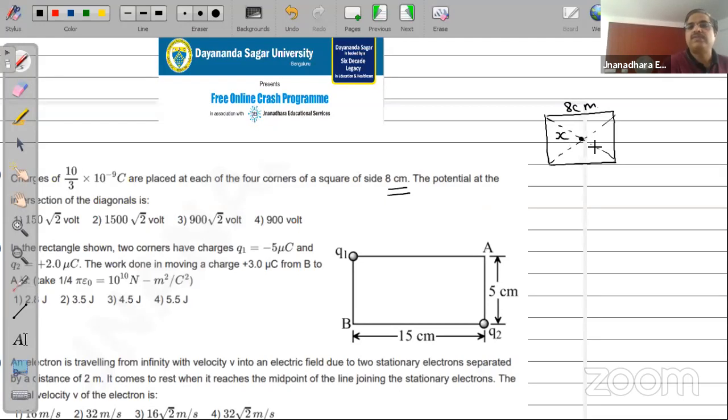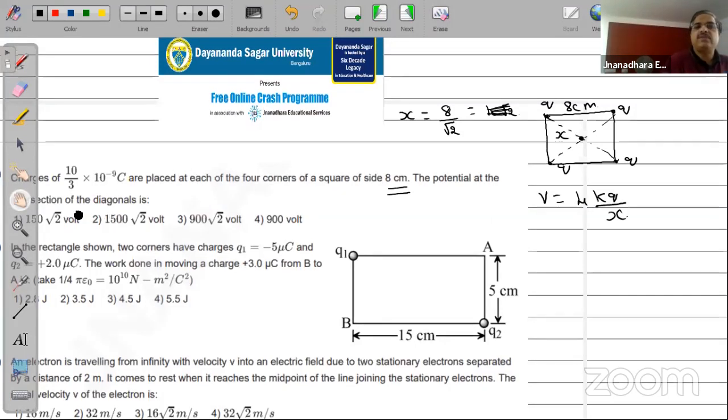If I call this x, you all can immediately see that x will be equal to 8 divided by root 2. This can also be written as 4 root 2, or you can retain it as 8 by root 2. I think you can retain it as 8 by root 2, because if I look at the option, that's what it's turning out to be. Now the charge on each of them is identical, and therefore the potential at the center will be 4kq by x.